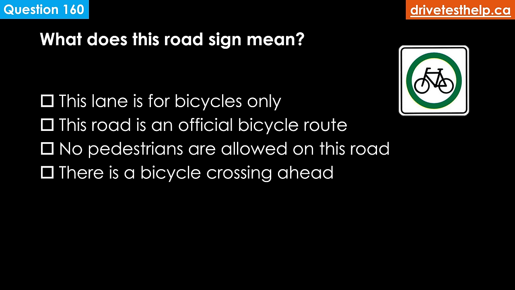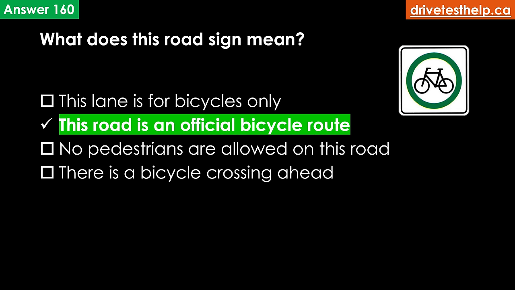This lane is for bicycles only. This road is an official bicycle route. No pedestrians are allowed on this road. There is a bicycle crossing ahead. The answer: this road is an official bicycle route. Watch for cyclists and be prepared to share the road with them.